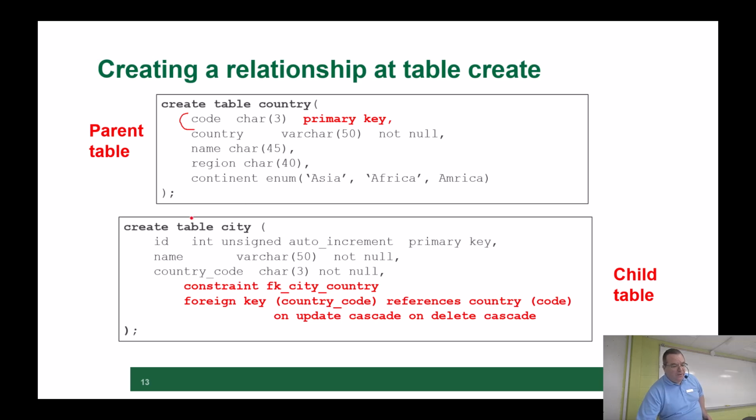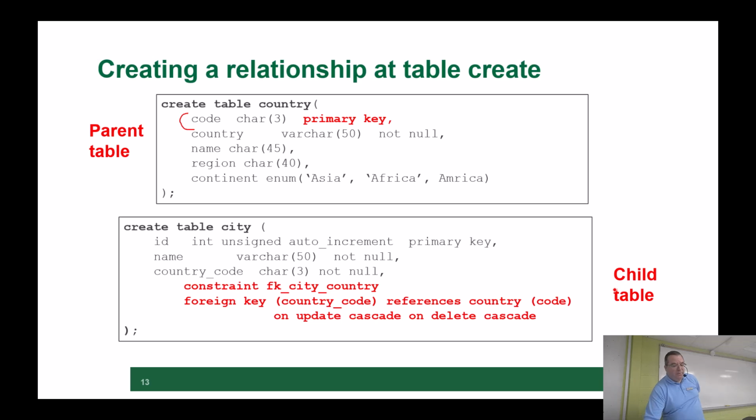And we're going to create our city table. So ID, it's an int, auto increment primary key. Name, varchar 50. Country code, char 3, not null, because we're going to require the country code to exist. We are going to add another comma.